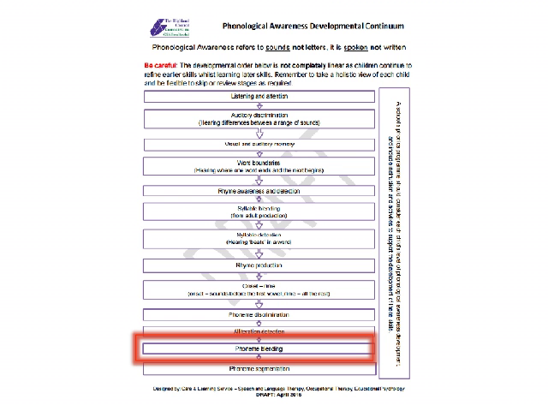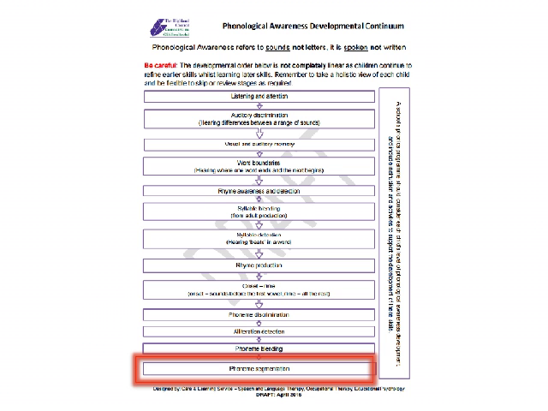Phoneme blending is being able to blend individual sounds to form a word, for example, k, a, t, cat. Phoneme segmentation is being able to hear and segment the individual sounds within a word, for example, cat, k, a, t.